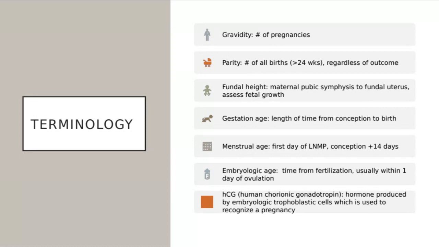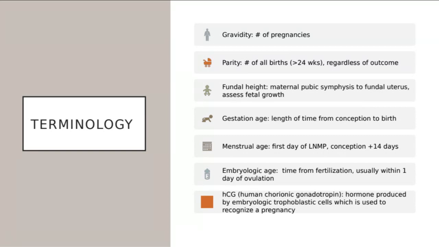We're typically referencing a birth as greater than 24 weeks gestational age. So this is regardless of the outcome. So even, unfortunately, if a patient has had a stillborn at maybe 32 weeks, we're still going to count that as a birth, as an actual birth for that patient.